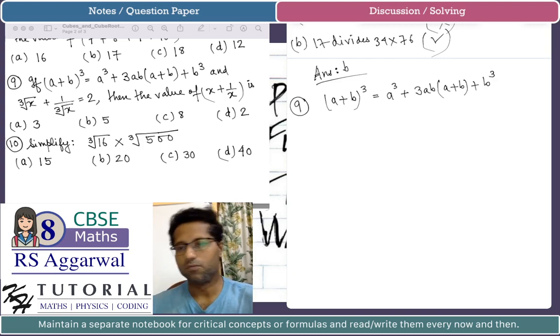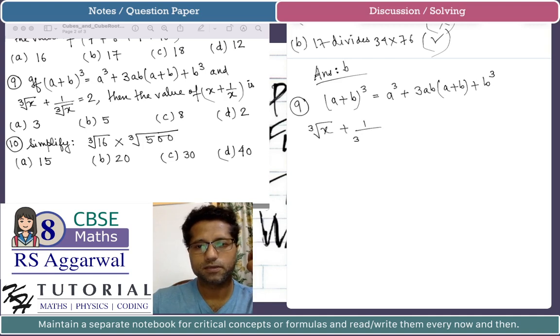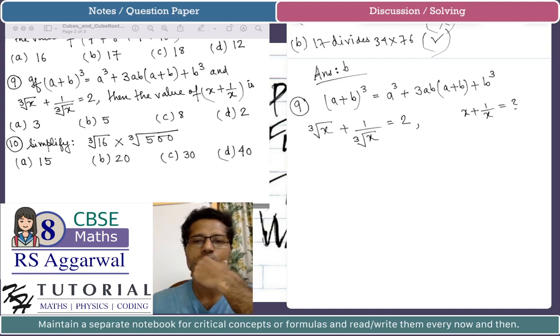So this formula is given, that a plus b whole cube is equal to a cube plus 3ab multiplied by a plus b, plus b cube. And it is given that cube root of x plus 1 by cube root of x is equal to 2, then we have to find the value of x plus 1 by x.